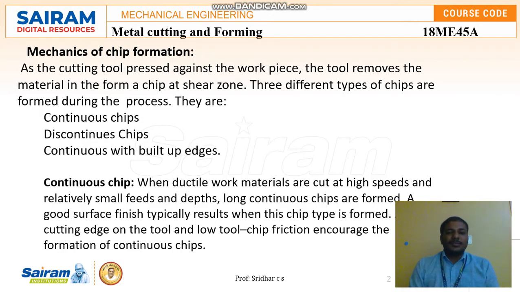As we know, chip formation is because of the force exerted by the tool on the workpiece. The type of force exerted by the tool on the workpiece is a compressive force. Because of that force, the material is removed in the form of a chip at a shear zone. The shear zone is classified into a primary shear zone and a secondary shear zone. The primary shear zone is the angle between the flow of the chip and an axis above the workpiece. The secondary shear zone is the axis below the workpiece.